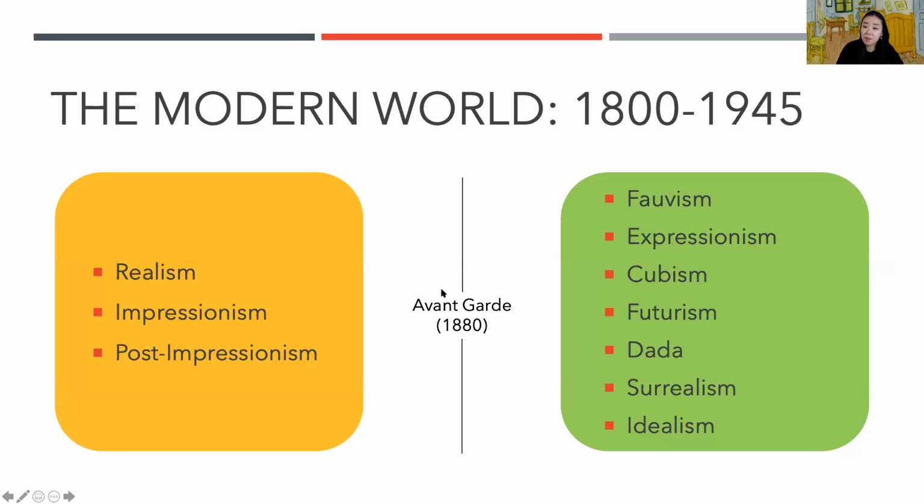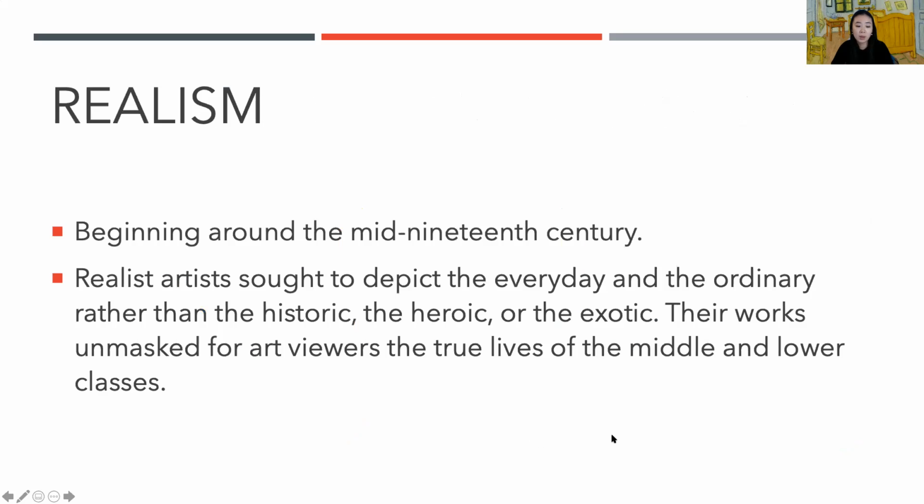So before the avant-garde, there were three major art movements: realism, impressionism, and post-impressionism. And after avant-garde, diverse art movements arose: Fauvism, expressionism, cubism, futurism, Dada, surrealism, and idealism, etc. So today, we are going to see the art movements before the avant-garde. Let's see realism first.